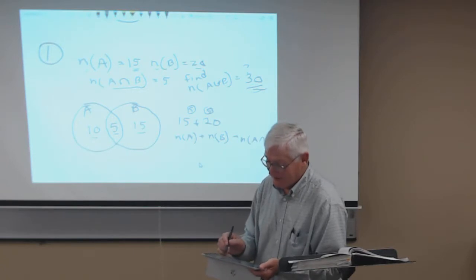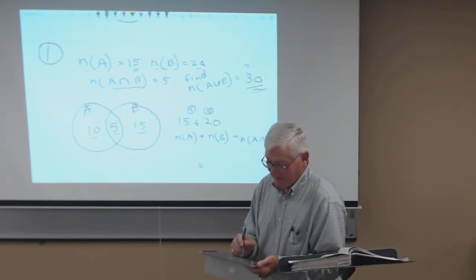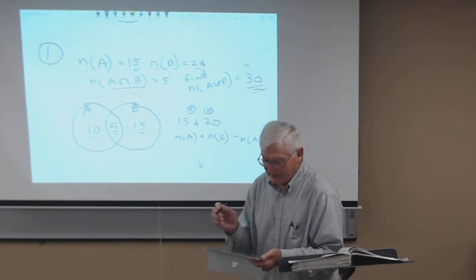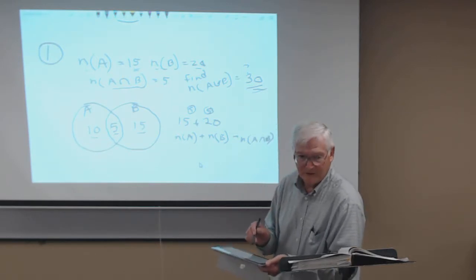That's why the formula says subtract that number, because if it's added twice, once to 15 and once to 20, then by subtracting it, that cuts it back to it only being added 10 plus 5 plus 15.